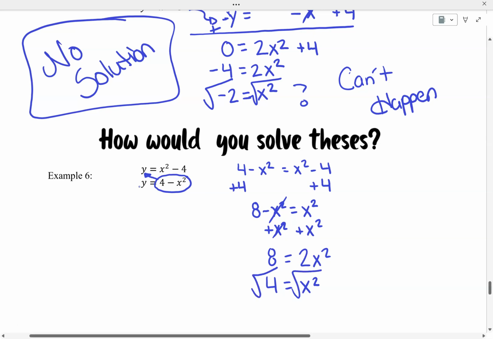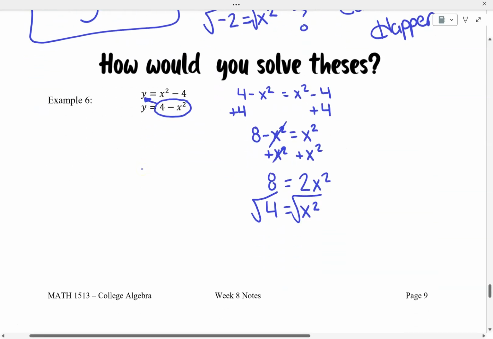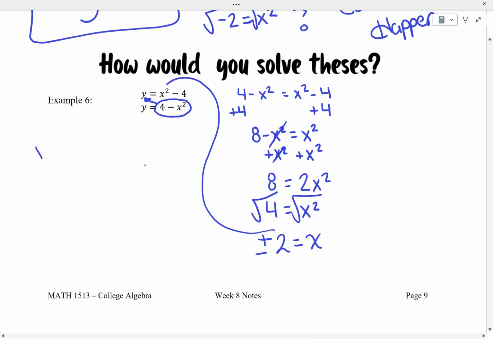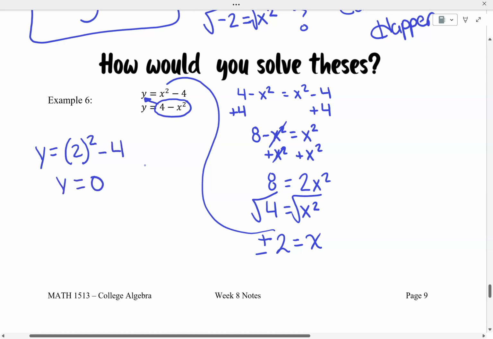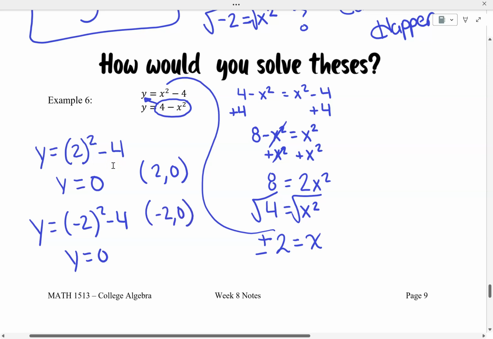Okay? But here's the thing you have to remember. When we take the square root of a 4, please remember that's plus or minus 2. Okay? So let's use the top one. So we're going to go 2 squared minus 4. So that would give us a 0. So we're going to have the ordered pair 2, 0. Y equals negative 2 squared minus 4. Well, guess what? We get a 0 again, but this time it's negative 2, 0.